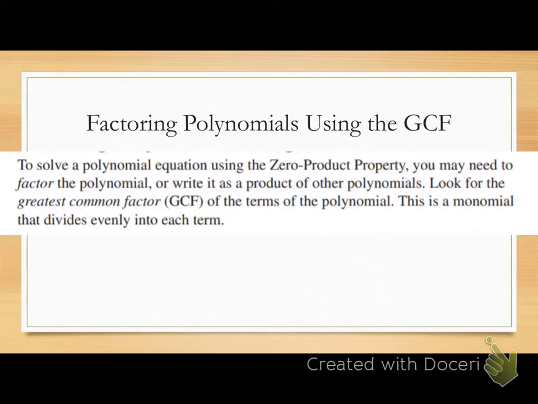We want to look for the greatest common factor. You'll hear me say GCF, just to shorten it, of the terms of the polynomial. This is a monomial that divides evenly into each term. So the greatest common factor is the biggest number and the biggest set of variables that go into all the terms of my polynomial.